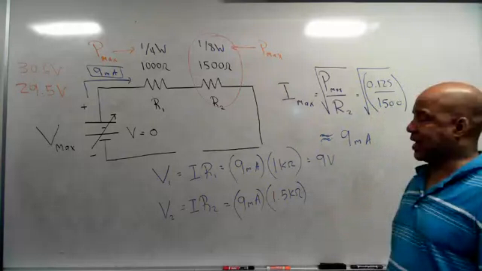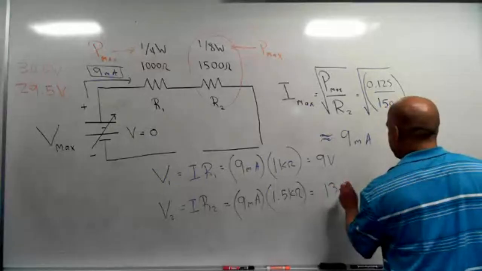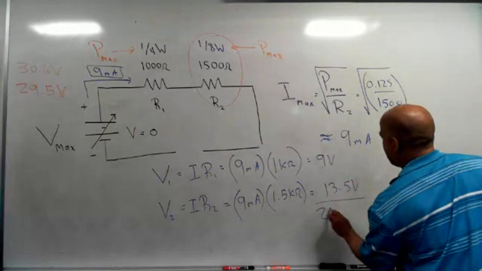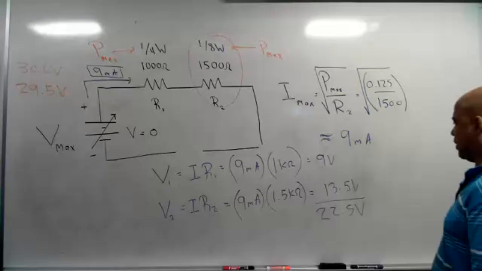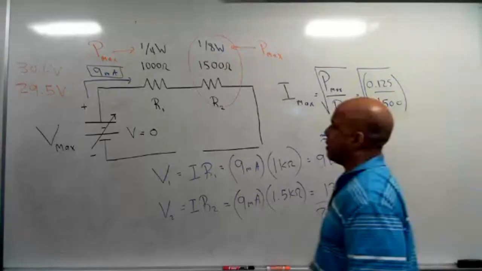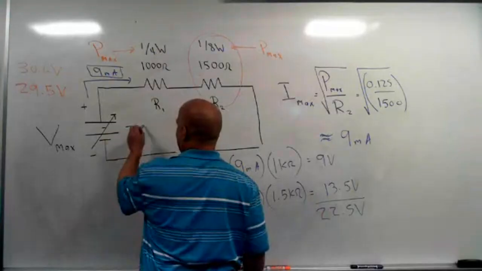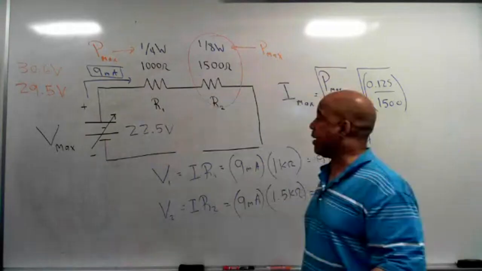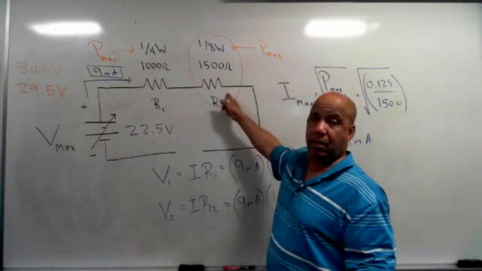I don't know what that is. What is 9 times 1.5? How much is that? 13.5? 22.5? I think it's 22.5. Yep. So this can be as high as 22.5 volts, and both those resistors will be okay. If you go above that number, then that resistor right there is going to burn up.